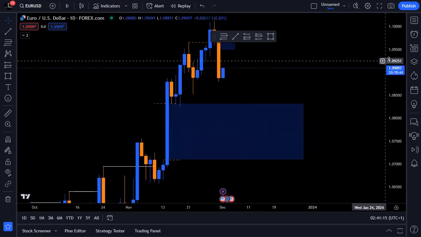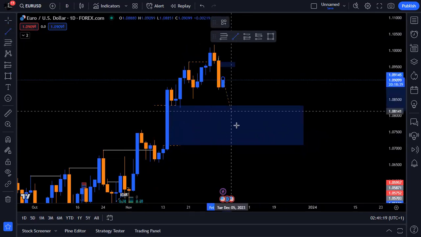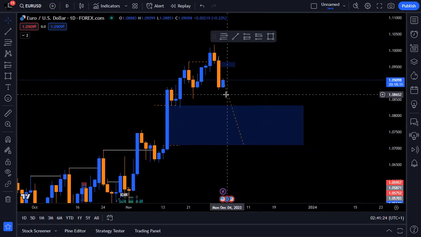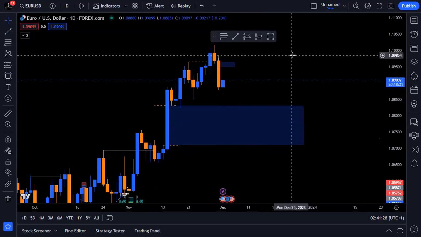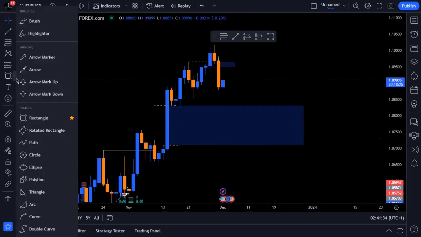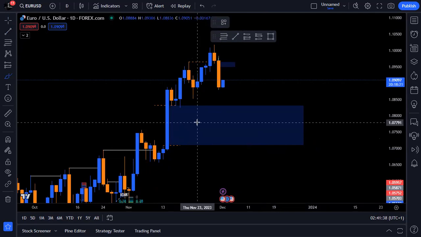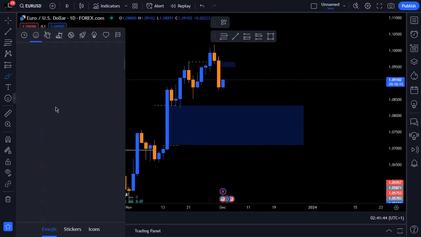So I know that definitely price will later on want to fill up this imbalance. So now I know there's a possibility that this fair value gap right here will draw price down. At this point, I'm teaching two things: I'm teaching fair value gap and I'm also teaching analysis. I know that we have a fair value gap that can act as a draw on liquidity, that can act as a magnet. This fair value gap can act as a magnet to price.